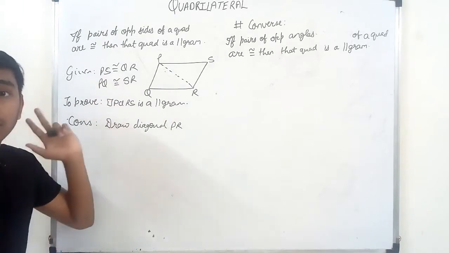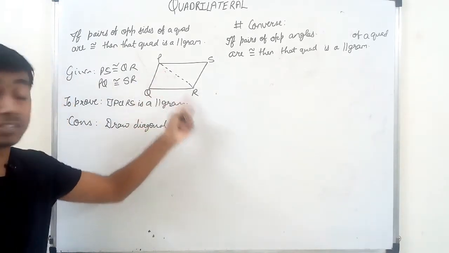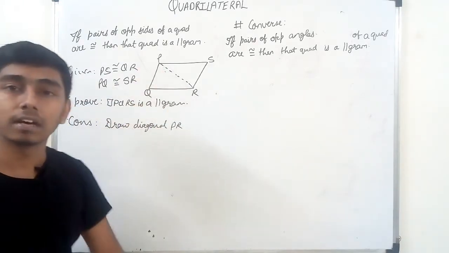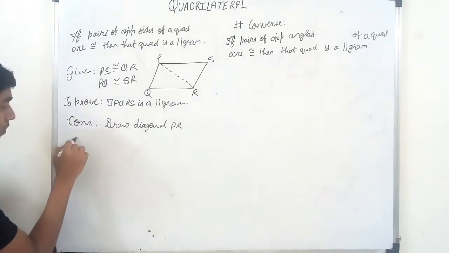I hope you have understood this so far. We are constructing this diagonal, which is PR. Now let's start with the proof.